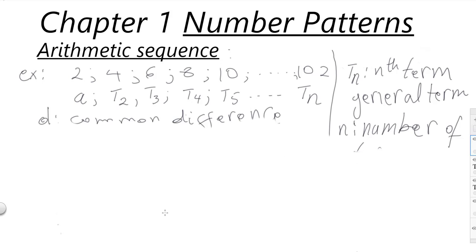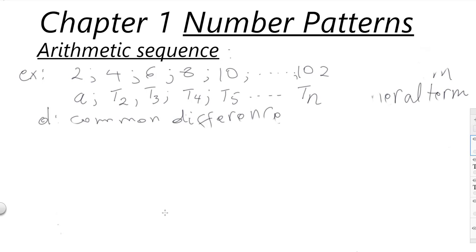You can find the common difference between 2 terms, okay? This is the second term, this is the first term. So if I want to find the common difference between these 2 terms, I'll just say 4 minus 2, meaning the second term minus the first term.